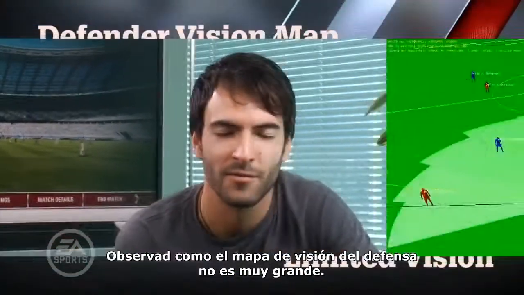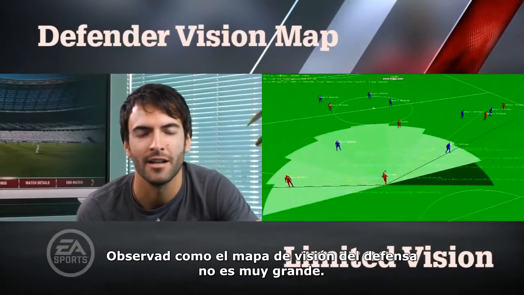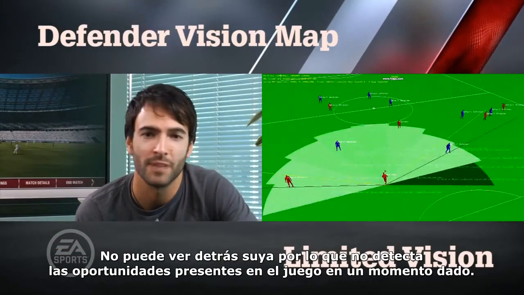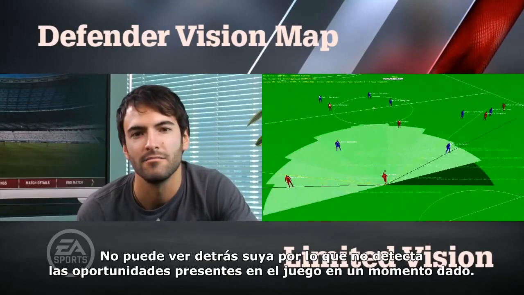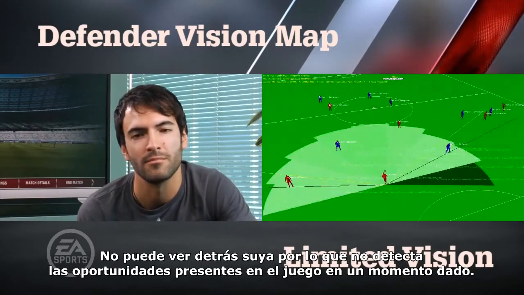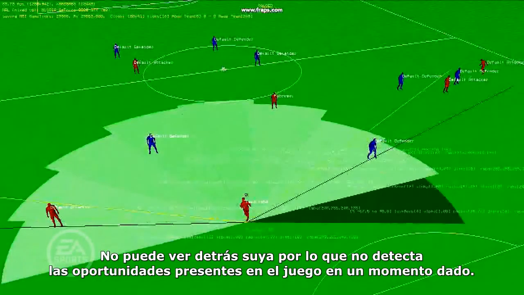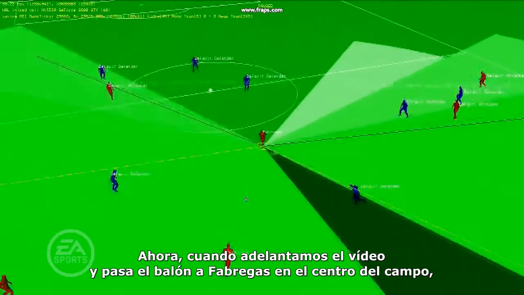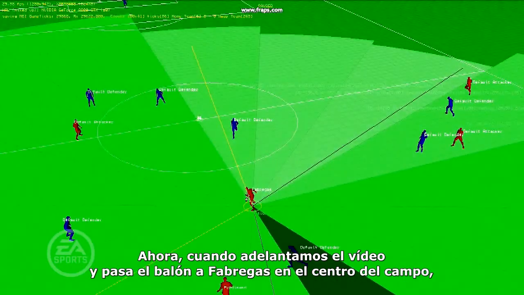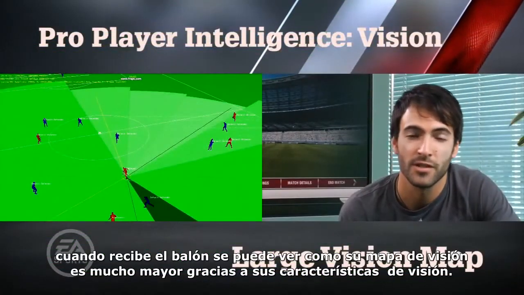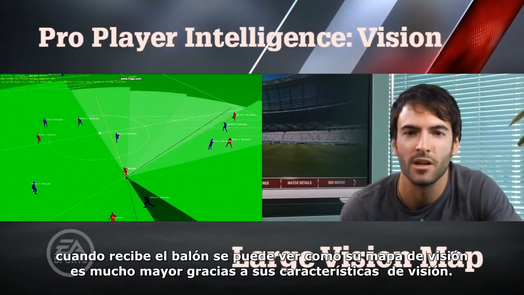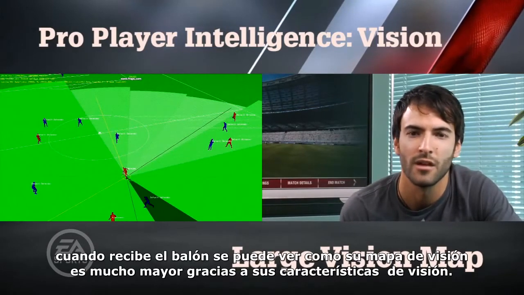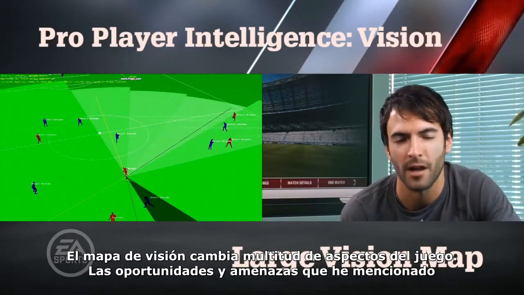You can see that the defender's vision map is not very big. He doesn't have a lot of vision behind him, and he doesn't see all the opportunities that are presented in a play at a given moment. But now, when we run the video and he passes the ball to Fabregas, who is around the middle of the field, as he gets it, you can see that his vision map is much larger, and this is because of his vision attribute.